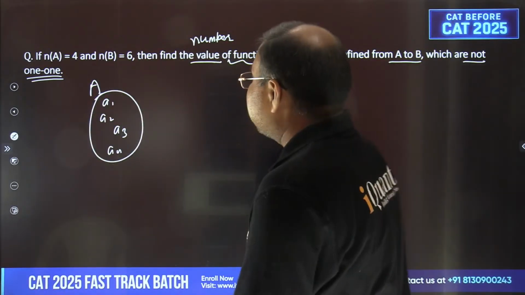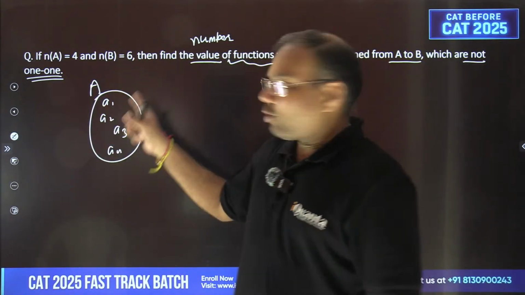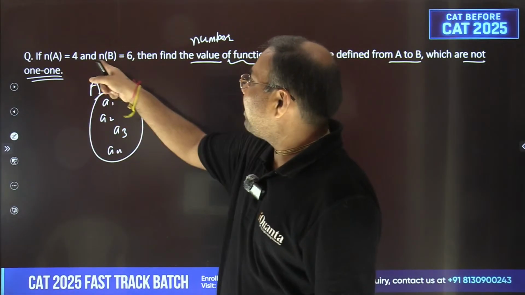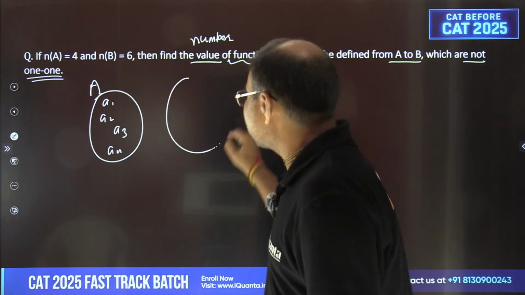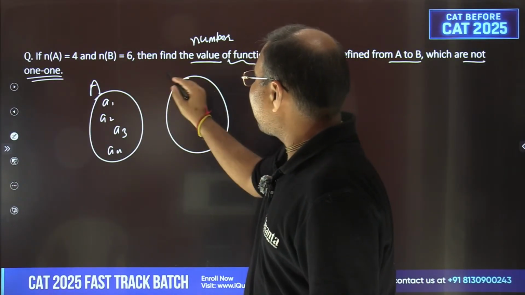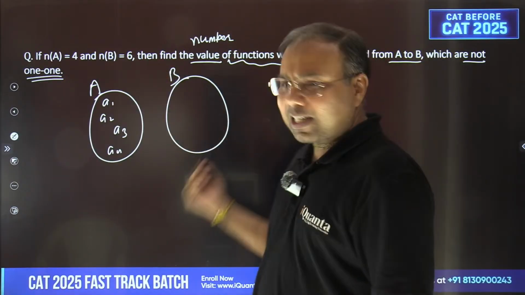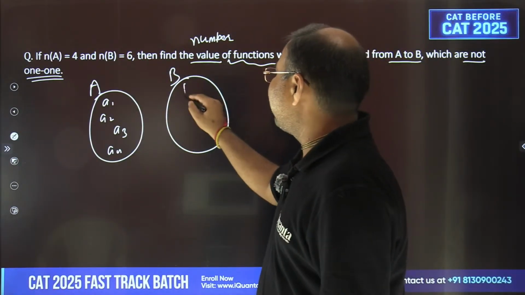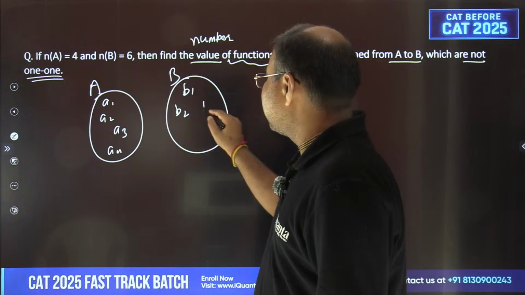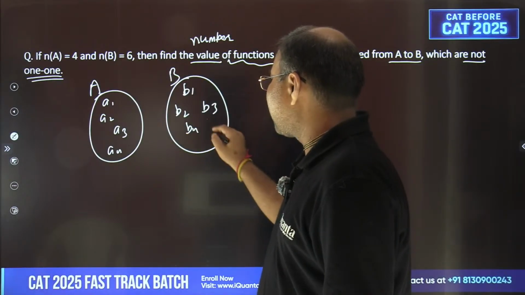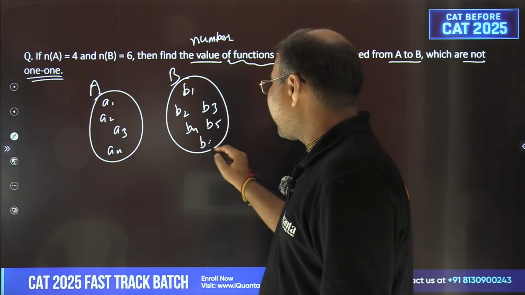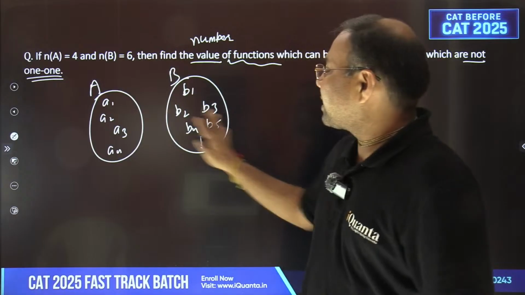Fine. Okay, is that part clear? So the number of elements in set A is 4. Similarly, the number of elements in set B is 6. So this is another set, another group of elements, and this set is known as set B, and it has got 6 elements. What are those 6 elements? I don't know. So let me call them B1, B2, B3, B4, B5, B6. Fine. Now, these are the 2 sets and they have that many elements.